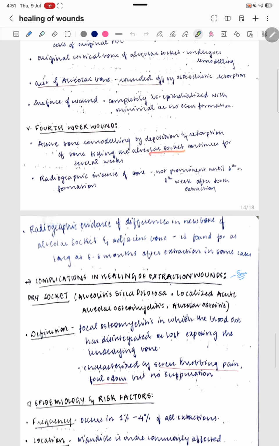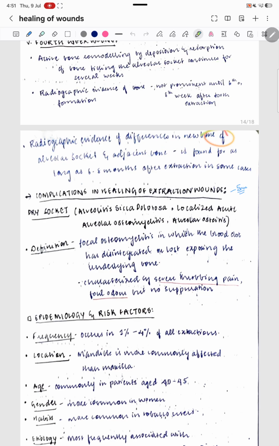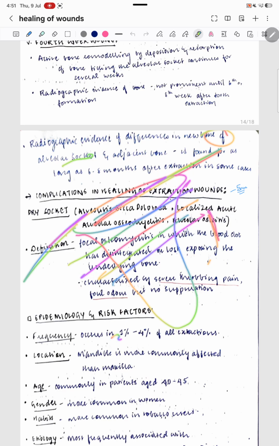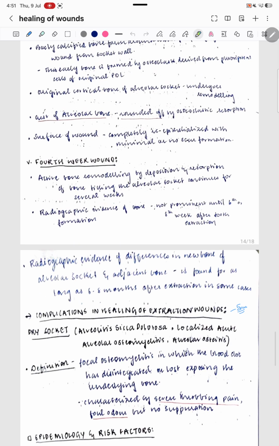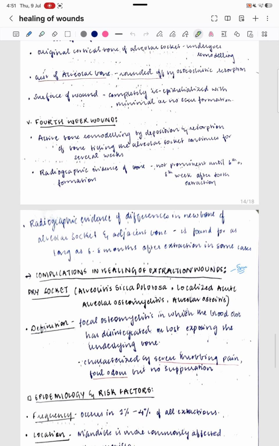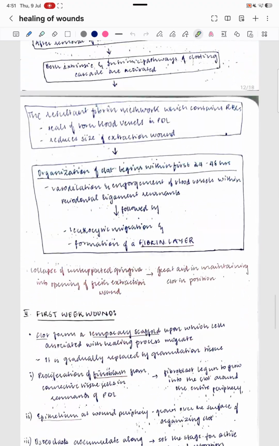Then the alveolar socket is filled with bone continuously for several weeks. Then the radiographic evidence of the new bone is shown. So that's all. After your fibrin layer, your collagen deposits, your granulation tissue, macrophages, this granulation tissue matures, and the bone that had been resorbed by osteoclastic activity is now being remodeled and redeposited. That is all happening in your fourth week. Okay, so then eventually there is going to be a formation of scab, then scarring. So that is about the healing of an extraction wound, right?